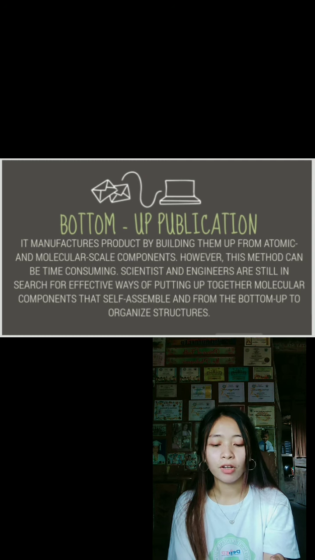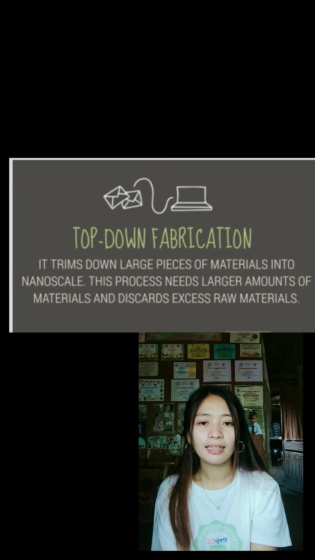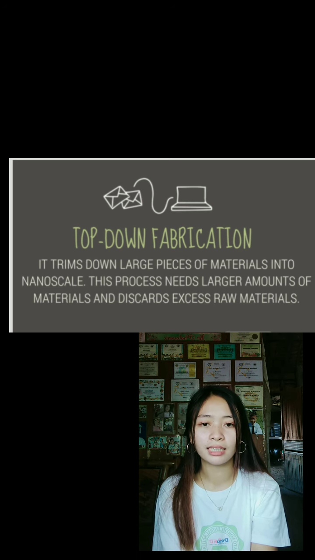First, bottom-up fabrication. It manufactures products by building them from atomic and molecular scale components. However, the method can be time-consuming. Scientists and engineers are still in search of effective ways of putting together molecular components that self-assemble from the bottom up to organize structures. And the second, top-down fabrication. It trims down large pieces of materials into nanoscale. This process needs a larger amount of materials and discards excess raw materials.